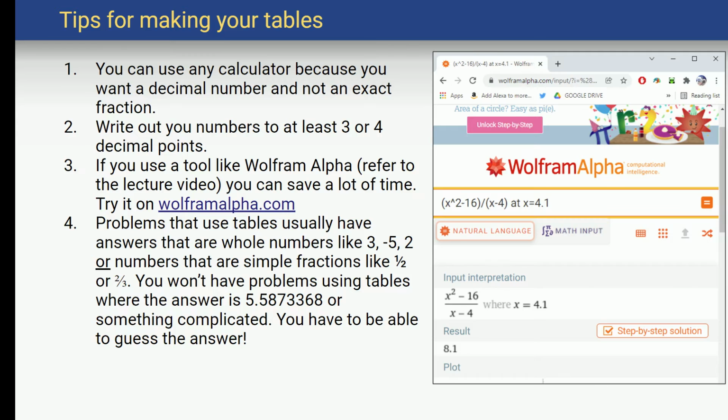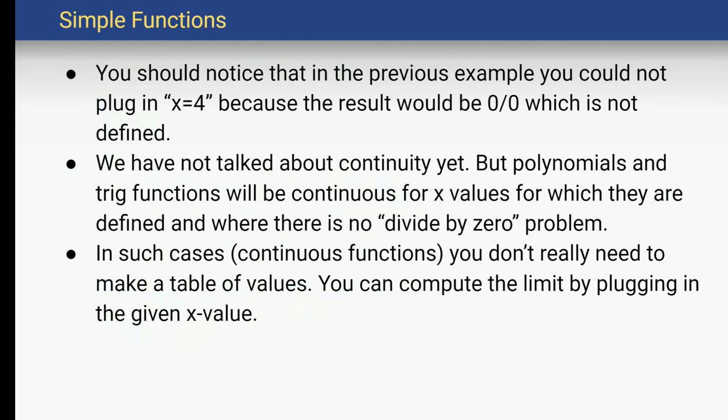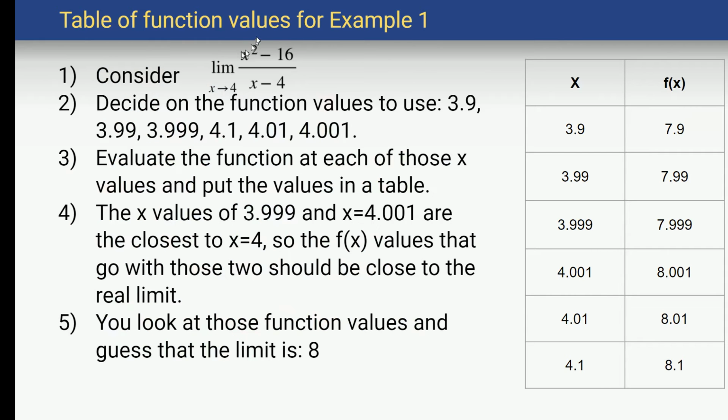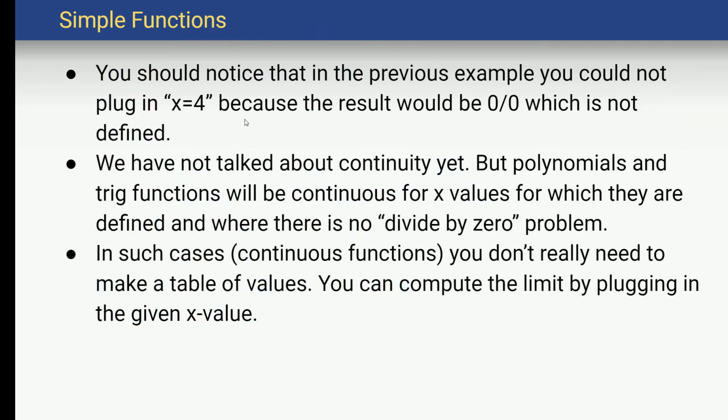So with that said, let's try to do some other problems. This is just backing off from doing the table right now, just to say something about functions that we should know. In the previous example, you saw that you could not plug in x equals 4, because it was not defined. Just to remind you, it was this function, x squared minus 16 over x minus 4. 4 gives you a divide by 0. So that's not defined. So that function is not a continuous function.